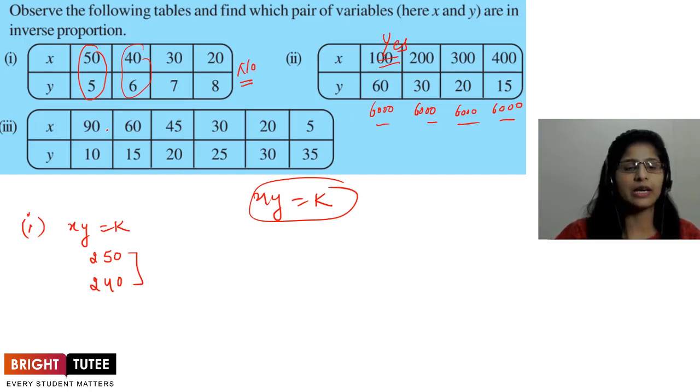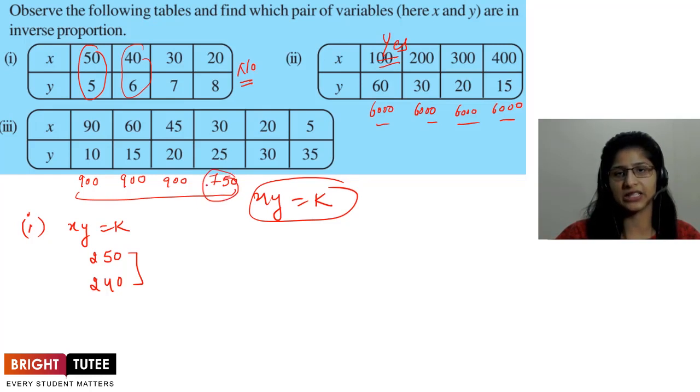Now the third one. Here if we try, 90 into 10 gives us 900. 50 into 60. 15 into 6 is 90. 900 we get. 45 into 20 is also 900. Right? 25 into 3 is 25 3s are 75 and 0. So 750 we are getting. So do you see, is it same? No. Just to 3 values it is same, and then it is changing. Right? Also here we are getting 600, right? So every time we're getting different values. So this is not a case of inverse proportion, or we say the variables x and y are not in inverse proportion. So the answer is no here. I hope this gives you some idea about how to check for inverse proportion.